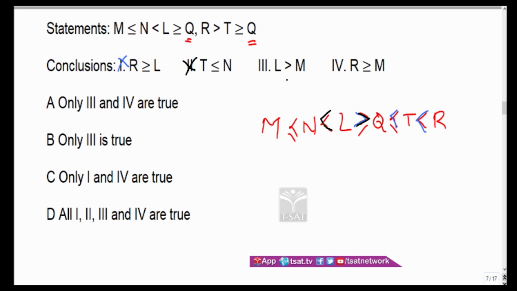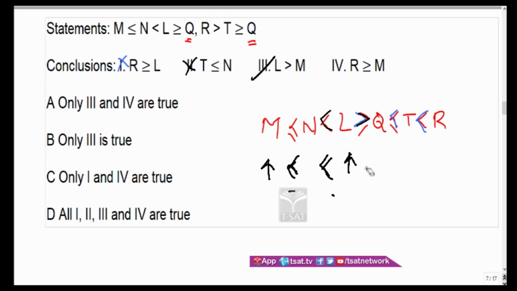Now let's see the third conclusion. L is greater than M. So you are having L and you are having M. And in between you are having a greater symbol and a greater than or equal symbol. So L is greater than M. Obviously L is greater here, L is greater here also. That is the reason conclusion 3 is correct, because see here the symbols are always towards L. Greater than symbol towards L, here also greater than or equal to symbol towards L. Then that particular conclusion becomes correct.